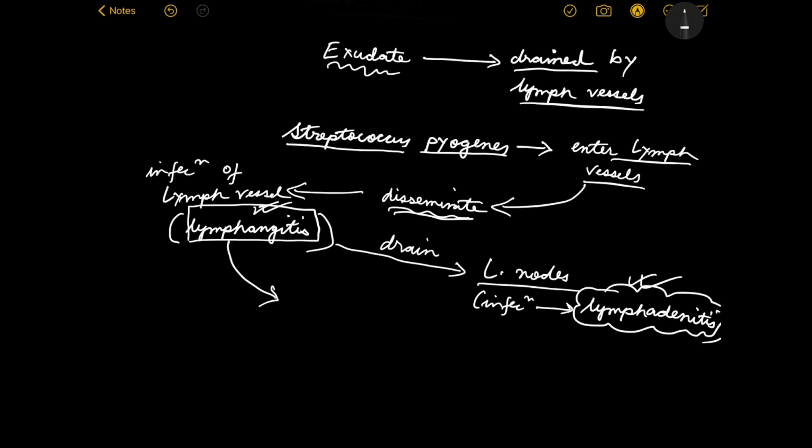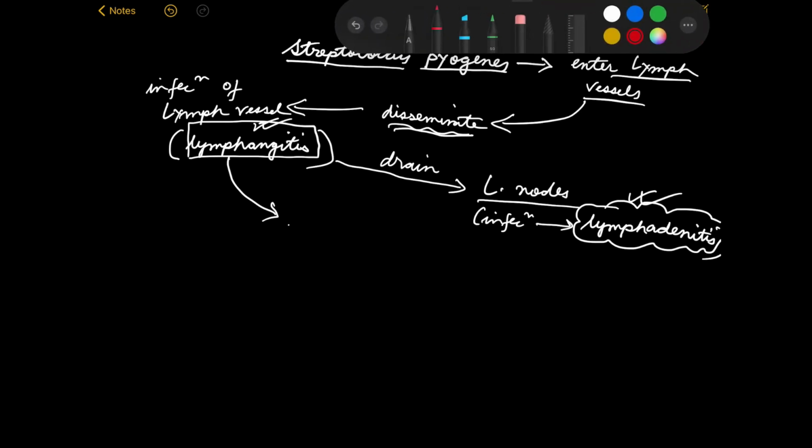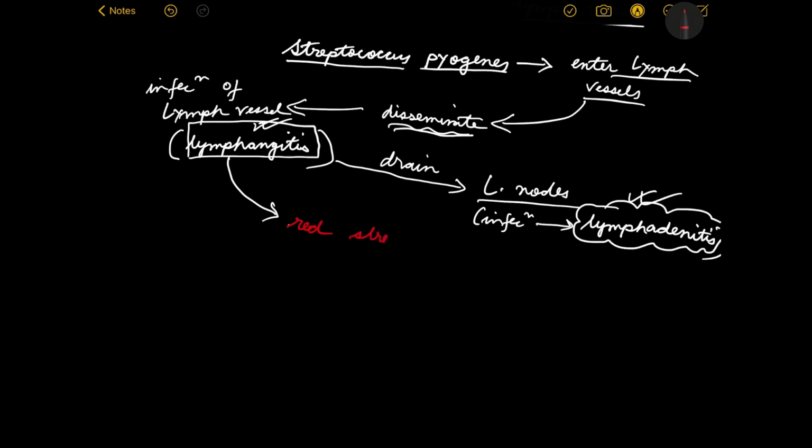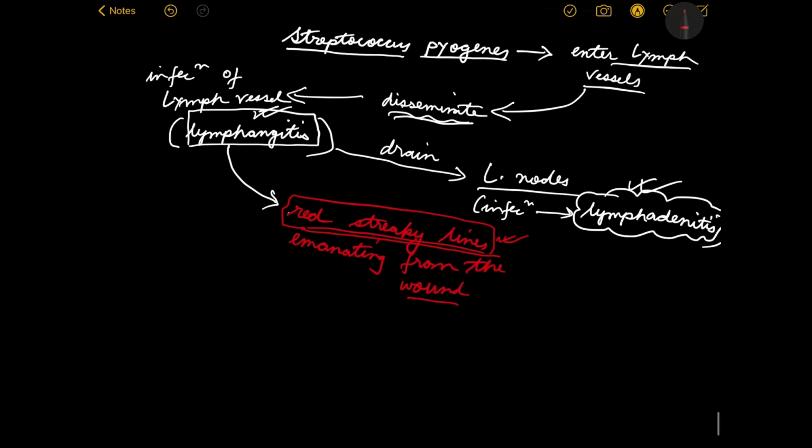Now the telltale sign for lymphangitis is streaky lines. So let me write it in red. We often see red streaky lines emanating from the wound, or from the inflamed site. This is often a telltale sign that the wound is infected, because it means that the lymph vessels are carrying the microbes. That is what is causing the red streaky lines coming out from the wound site, the inflamed site. This is often used by physicians.